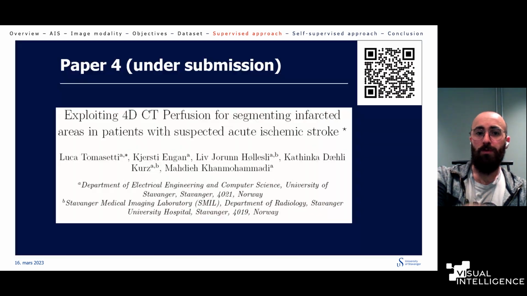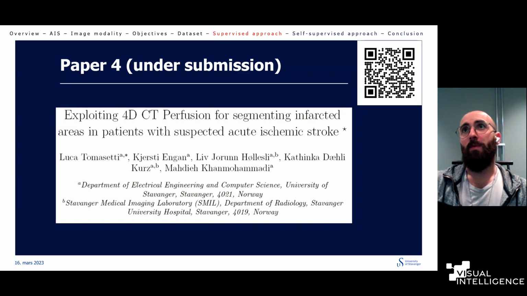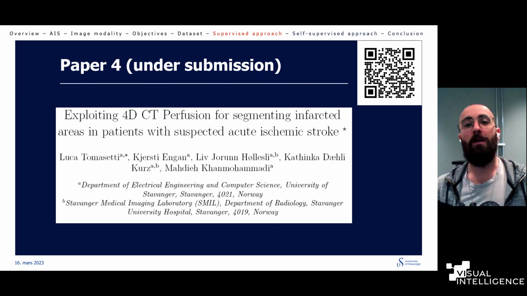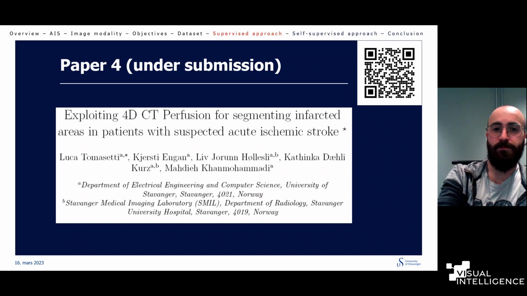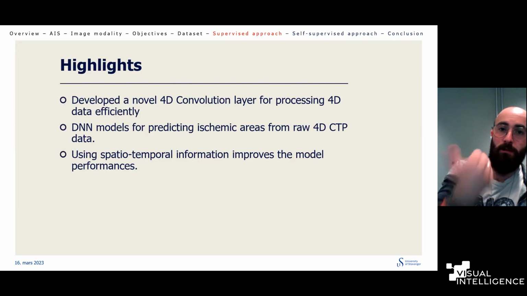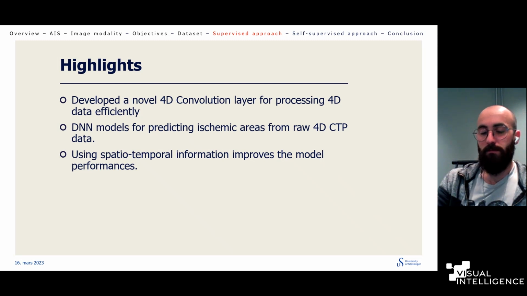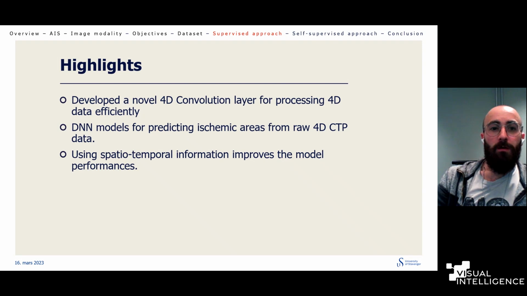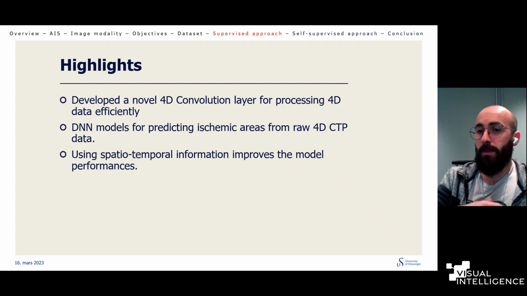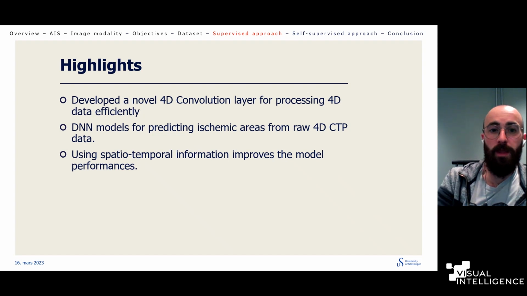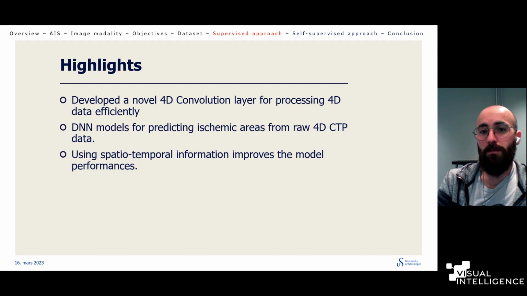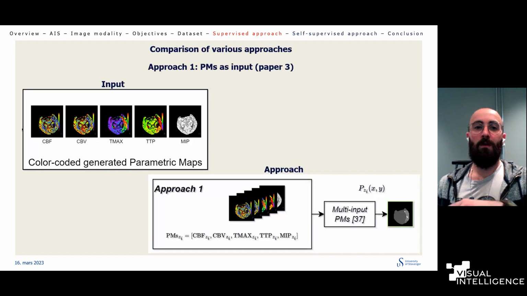So what we decided to do is go even further. As in paper 1, we tried to explore the entire 4D CT perfusion scan for segmenting this area. So we tried to develop a novel 4D convolutional layer for processing the 4D data efficiently. We created a deep neural network model for predicting the ischemic area from the 4D CTP data, and we tried to use spatial temporal information to improve the model performance.